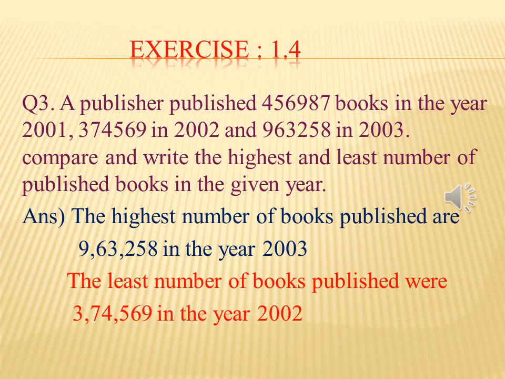So the question is, we have been given the number of books published in the years 2001, 2002, and 2003. We have to compare and write the highest and least number of published books in the given years. So if you observe here, the highest number is 9,63,258 in the year 2003, and the least number of books published were 3,74,569 in the year 2002. Hope you all have understood this. This is only to compare the given numbers, which you already studied in your previous classes.